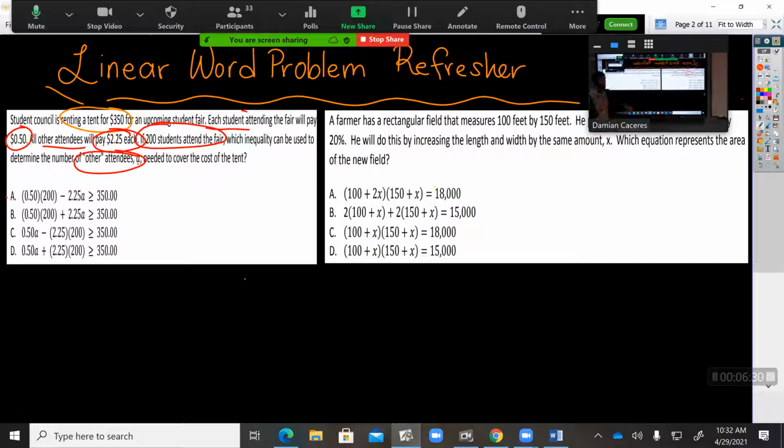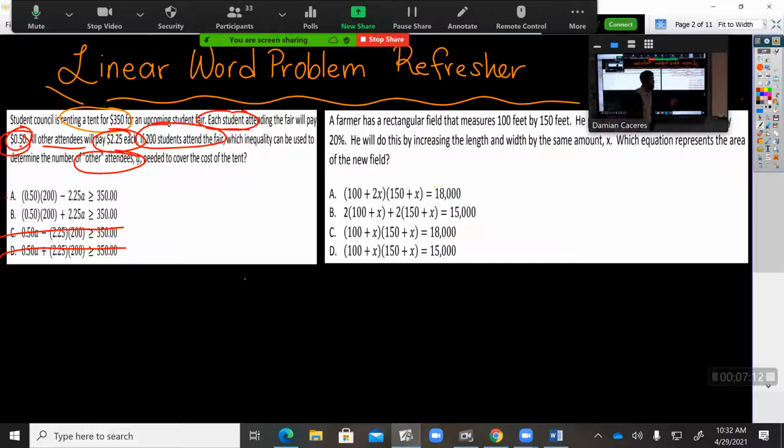Now, from the beginning, I'm going to show you that with all of these multiple choice questions, you're going to be able to eliminate one or two choices from the beginning. So, over here, does it give you the price per student? Yes, it says each student pays 50 cents. So because there's 200 students, 200 has to be multiplied by what price? 50 cents. So over here on C and D, 200 is being multiplied by $2.25. That's not the price for students. So we know it has to be A or B.